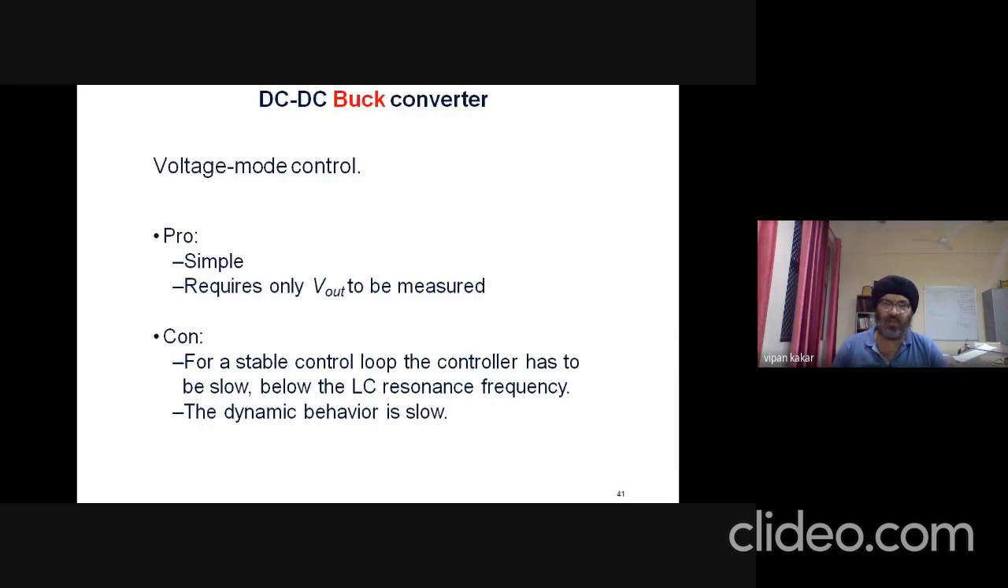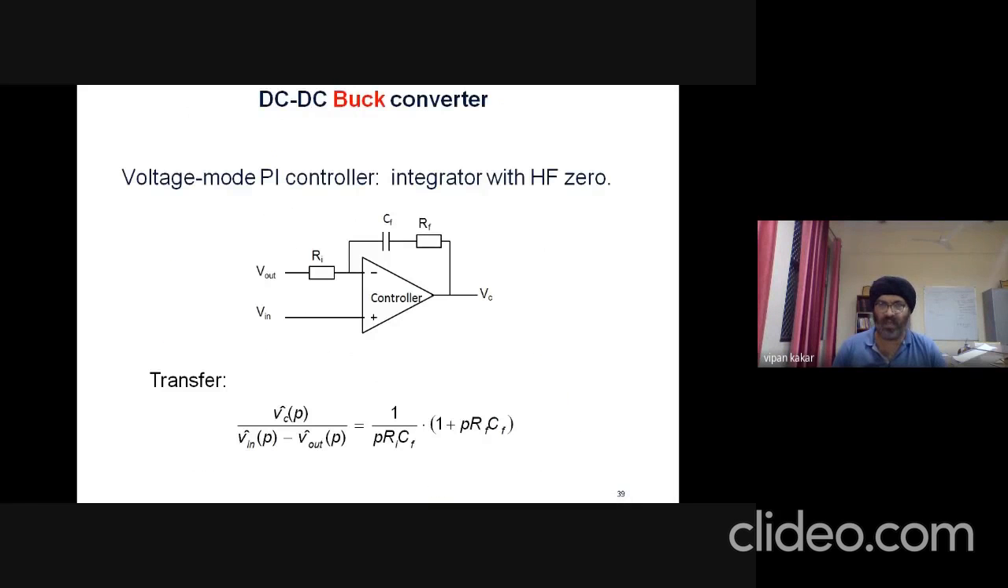So what are the benefits of this control, which we have seen over here, by adding a controller and an integrator?